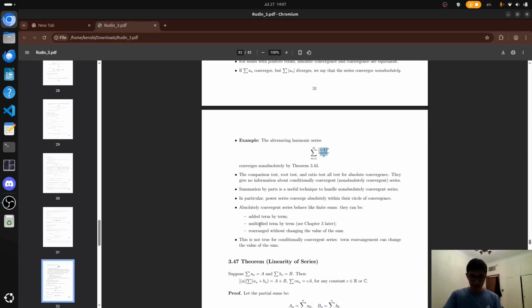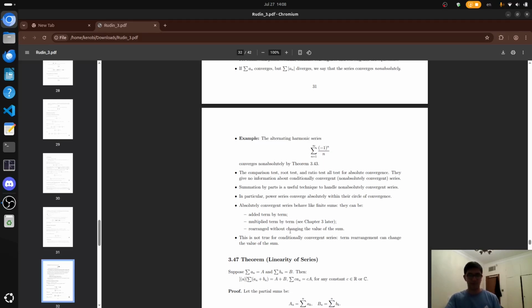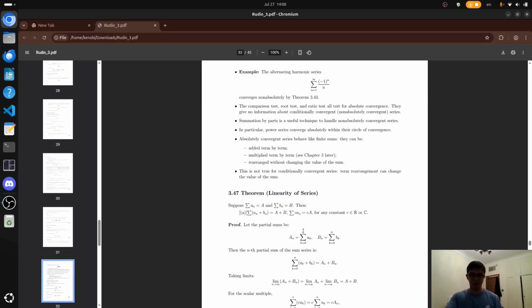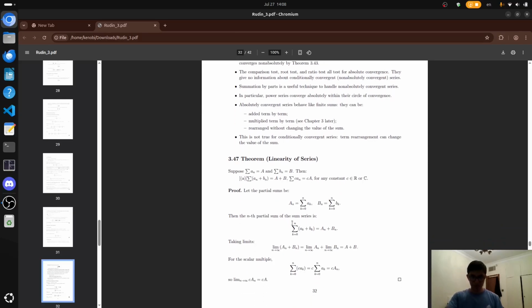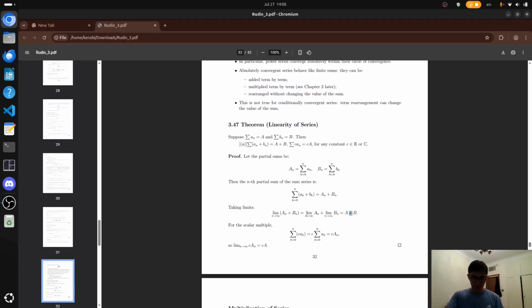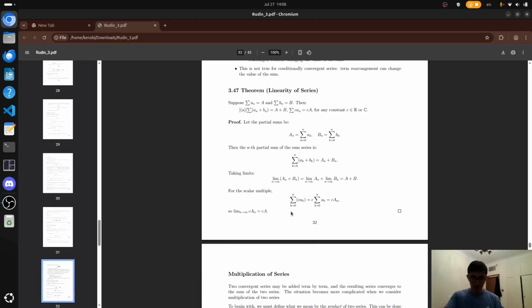And basically, absolutely convergent series behave like finite sums. They can be added term by term, multiplied term by term, and rearranged without changing the value of the sum. Rearranging a conditionally convergent series can change the value of the sum. We'll show that later, and we'll show what it even means to do a rearrangement. And here we show that you can add it term by term, basically. So you can just take the limit on both sides, and you can see you can add it term by term. Same thing goes for this.